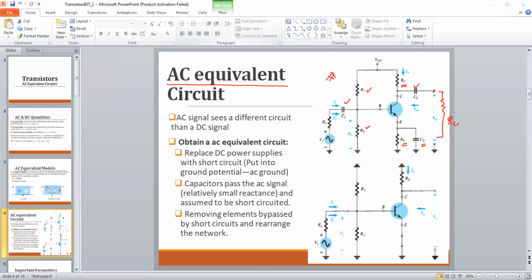If you get the DC equivalent, you can simply replace these capacitors with open circuits.